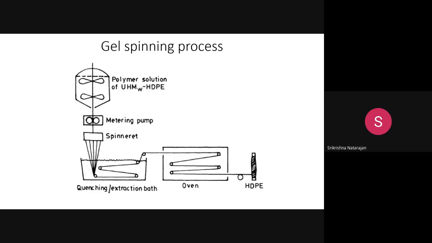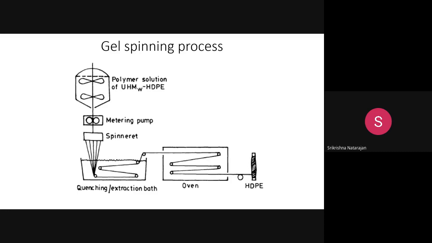You take the solvent in this reactor, mix it with the polymer, which is polyethylene, LDPE, HDPE, LLDPE, or UHMWPE, whatever the polyethylene is, and dissolve it. And this metering pump, I do not need to explain to you what a metering pump is. You have learned already in melt spinning. Once it is mixed, it will have some optimum number of entanglements, and you can extrude this in the gel state.